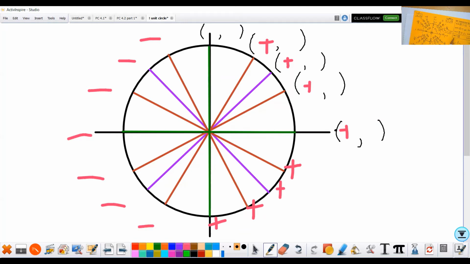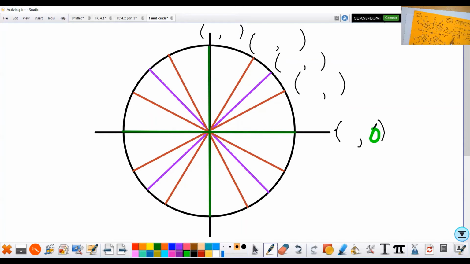Well, for the y's, they're positive when they're up top. Those are the y's, see? And down here, the y's are negative. Okay, so that's how I kind of figure out the pattern, but then I just figure all the numbers.